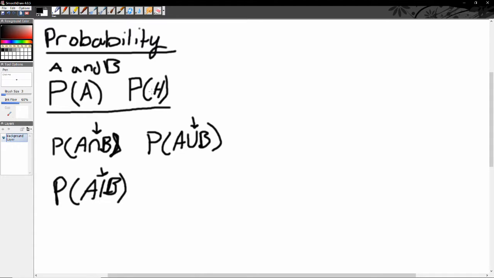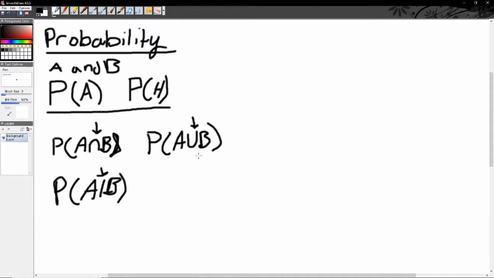So say B was the probability of a coin flipping and landing on heads. Given that the coin flipped already landed on heads, what is the probability then of A? This comes into play when you're talking about two events that would affect one another. Like, say, the probability that you studied versus the probability that you got a high grade on the test. Those two events would affect one another, and you would use that in a situation like this.